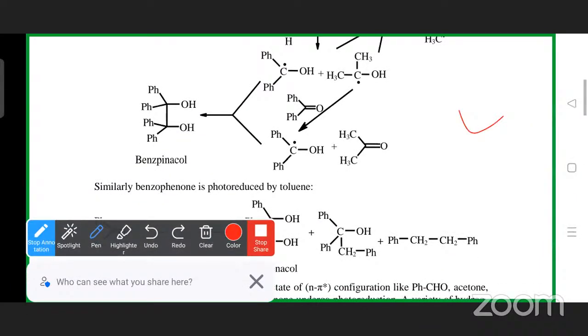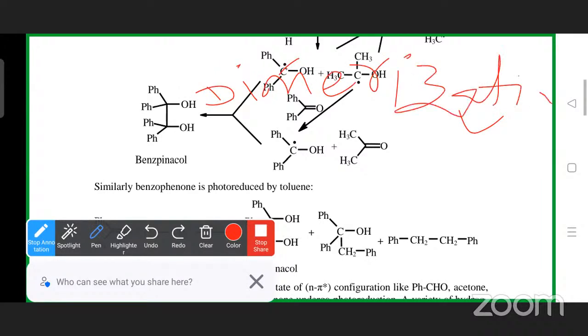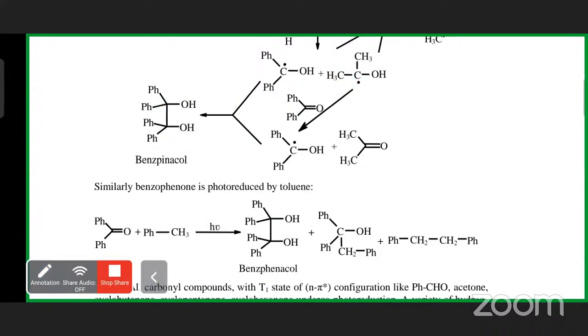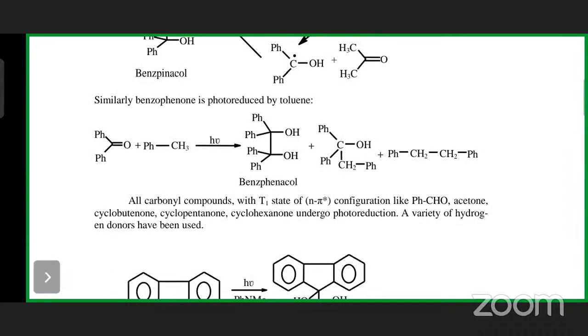After formation of this radical, it may undergo dimerization. It undergoes dimerization, then you will get this benzopinacol. Benzopinacol means the diol compound here, a glycol. So two hydroxy groups. If it is two hydroxy groups, we call these glycols. So like that, the photoreduction takes place in the carbonyl compounds here. And here is one more example of photoreduction.